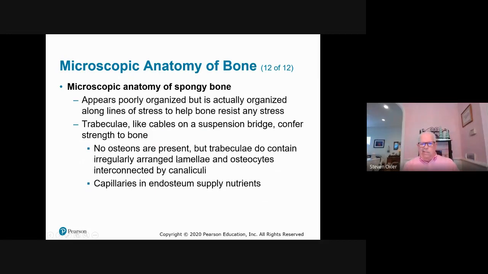And in the capillaries of spongy bone, in the endosteum, remember the endosteum is the internal membrane which supplies the nutrients to spongy bone. So if you talk about the difference between compact bone and spongy bone, compact bone is very organized. It has a central canal. It has arteries, veins, and nerves. But in spongy bone, there are no osteons. It is poorly organized, and it gets its blood supply from the internal membrane, which is the endosteum.